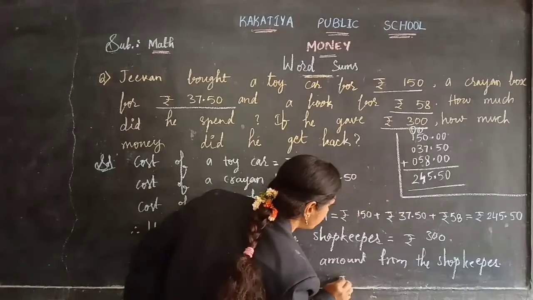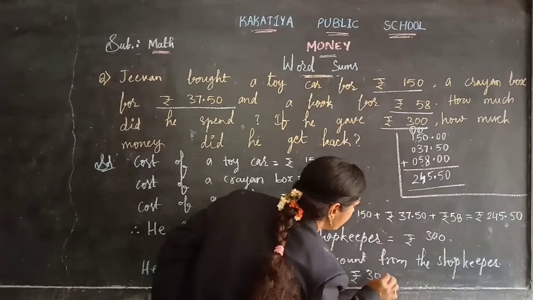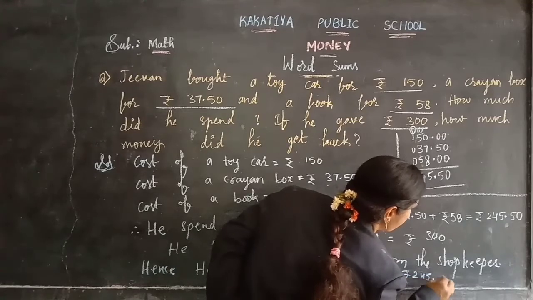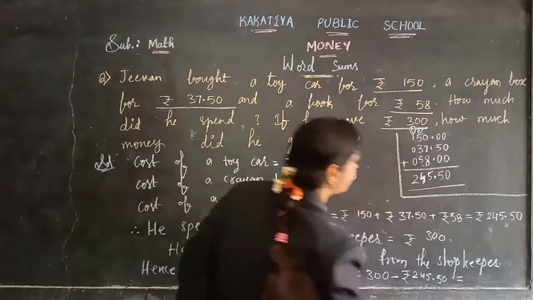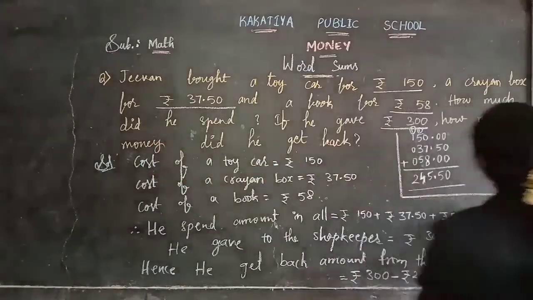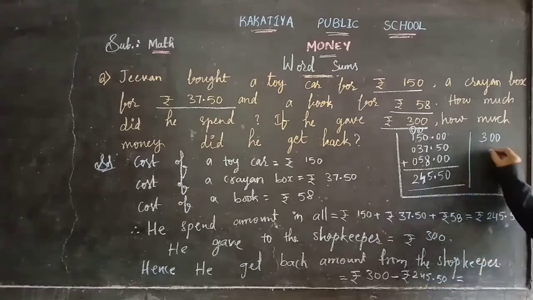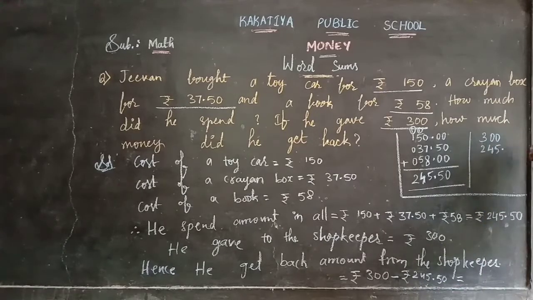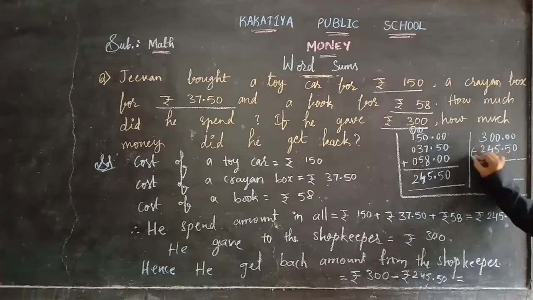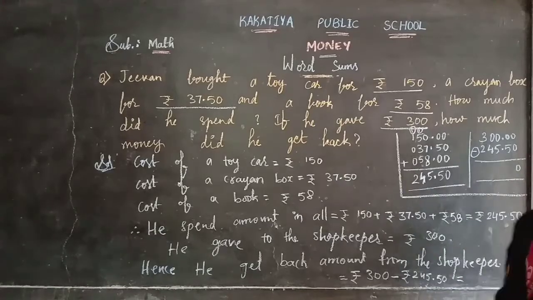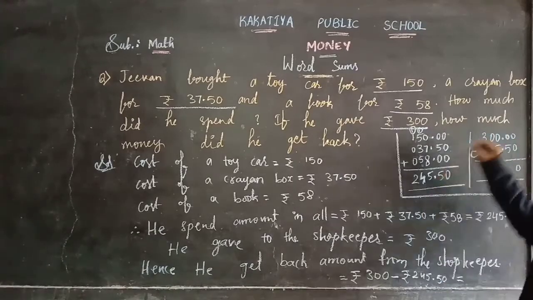So how will you get the back amount from the shopkeeper? 300 rupees minus 245 rupees and 50 paise. Come on, let's find the subtraction here in rough column. First 300 rupees and next 245 rupees 50 paise. And here the paise amount is not there, so you can keep 0.00 and let's subtract this. 0 minus 0 is obviously 0. And 0 minus 5 is not possible to subtract, so we need to take the borrow from 3.